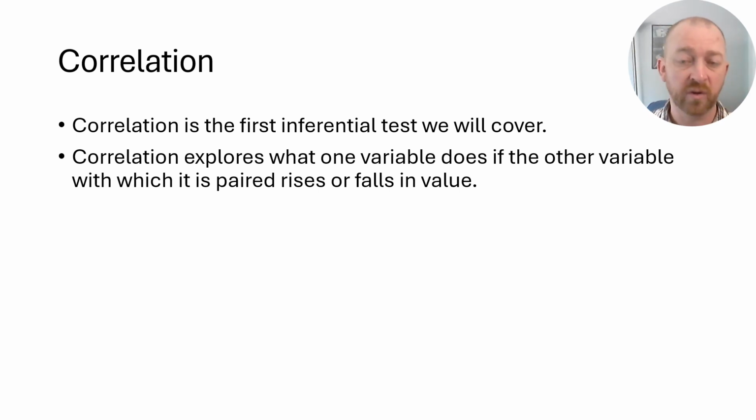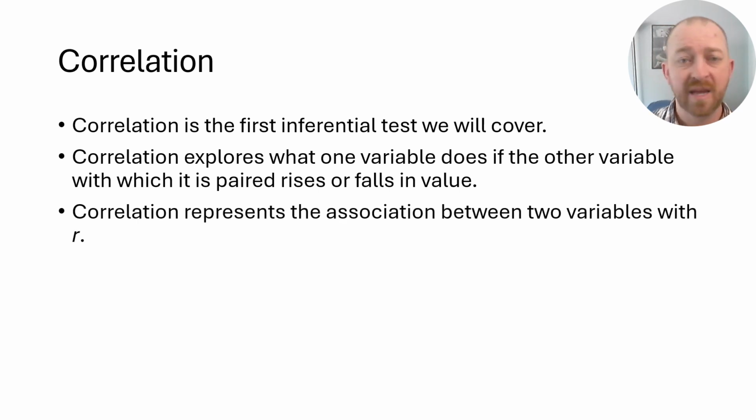It assesses whether one variable, as it has a high or low value or a middle value, what does the other variable with which it is paired have? Does it have a high value, a middle value, or a low value? And that's essentially it. We're going to talk specifically about how to interpret one portion of correlation today, and then we'll get into the other things later.